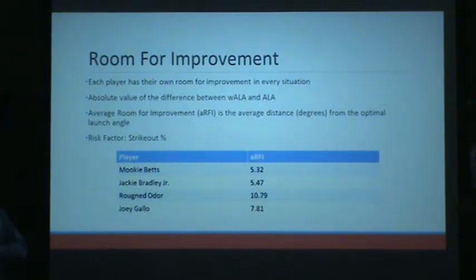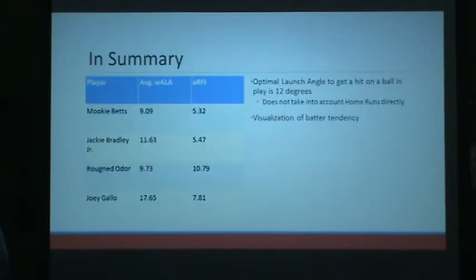Yeah. So Mookie Betts and Jackie Bradley, not terrible. They're already very good hitters, obviously. Odor, we said, free swinger, again reaffirming that he's a pretty free swinger and he has a lot of room for improvement. And Joey Gallo, very interestingly, not a lot of room for improvement, meaning that what he does is successful so infrequently that even if he was at his own perfection, he wouldn't even be hitting a reasonably good batting average. So that was an interesting little thing.